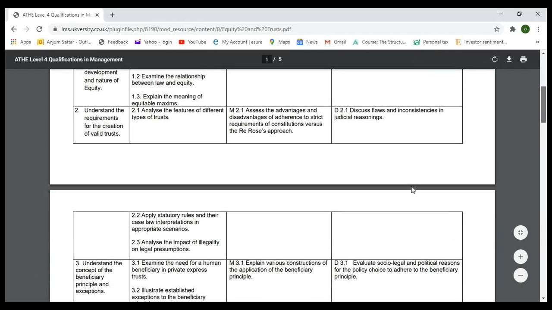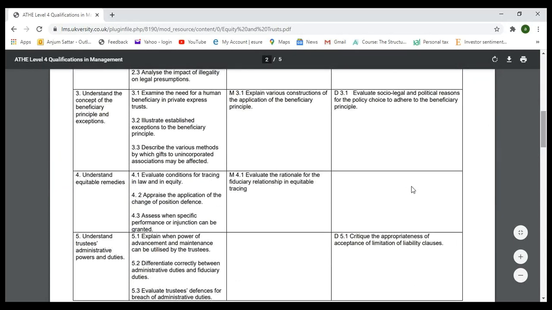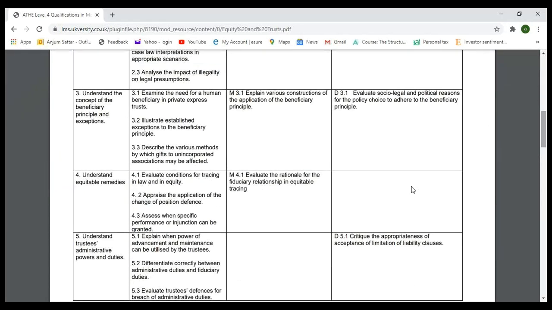What are the valid trust types? We learned about the statutory rules, case laws and interpretations. Last lesson we discussed understanding the concept of beneficiaries, the principle and exceptions. We learned about private express trusts. We discussed exceptions to the beneficiaries principle, and various methods, gifts to incorporated and unincorporated bodies and sole traders. That's all we discussed during our last lesson.